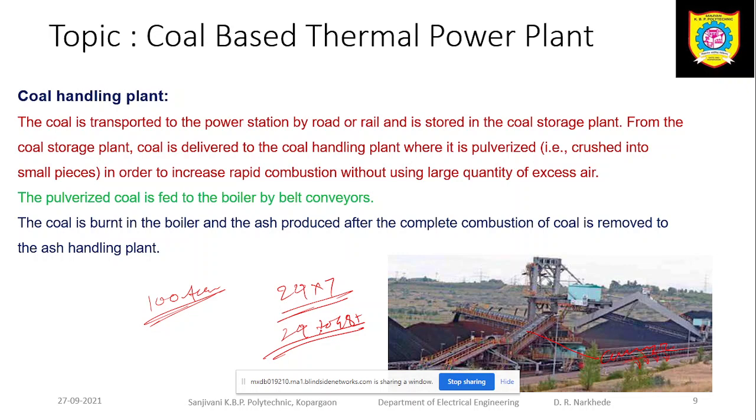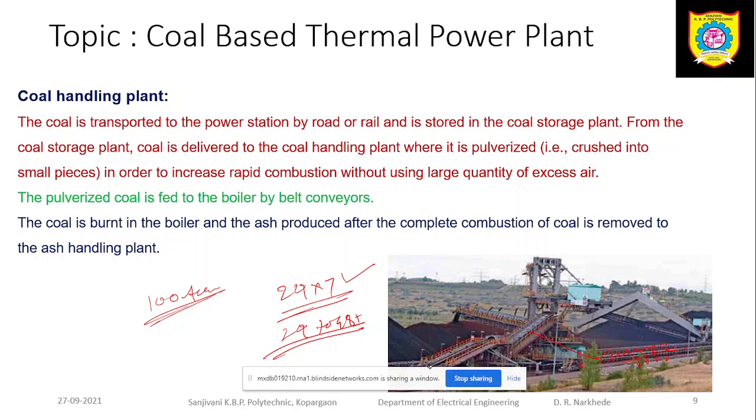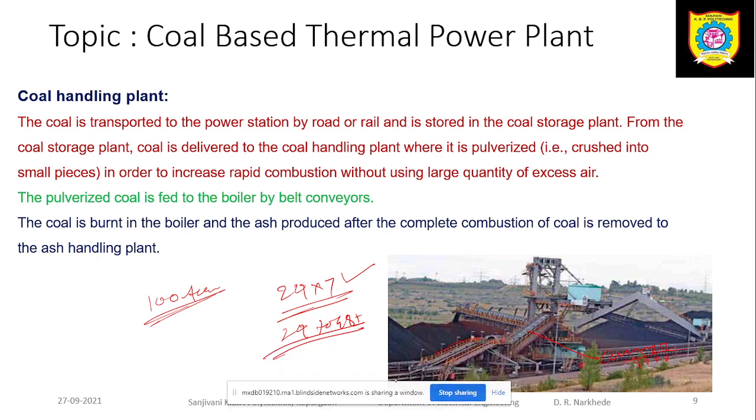So we are going to continuously supply the coal. For that purpose we use the conveyor system, and the quantity of coal required is very high. A huge quantity of coal is required, so continuously you are going to put that coal over here. This coal is going to be transported like this.